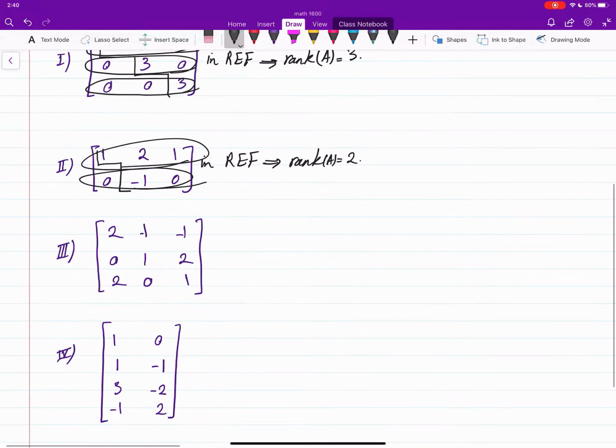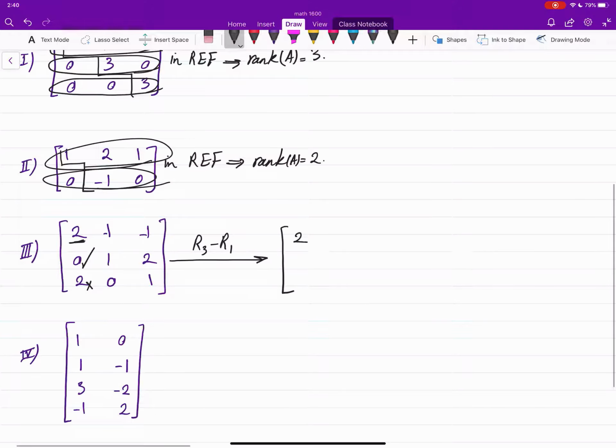The third example, is this in row echelon form? Well, see, this is the first leading entry of the first row. Below that, this one is 0, but this is not 0. So that means it's not in row echelon form. For the rank, you cannot count the number of non-zero rows here. You have to reduce it to row echelon form, then count the number of non-zero rows. In this case, I want to get rid of that 2. Well, we can do that by simply replacing R3 by R3 minus R1.